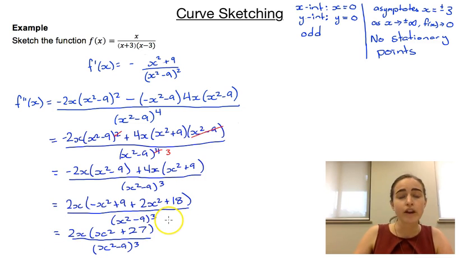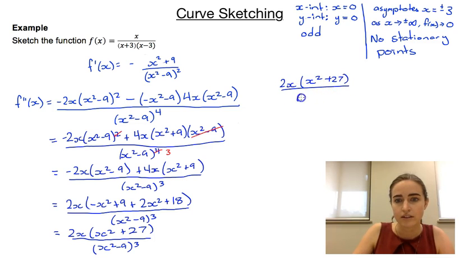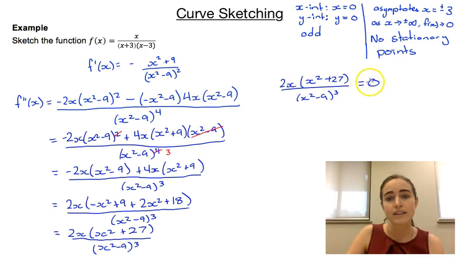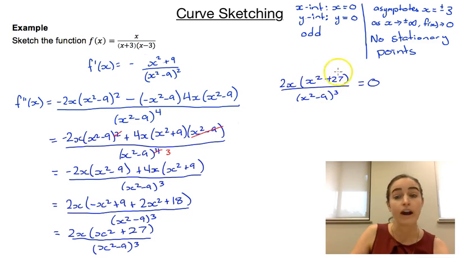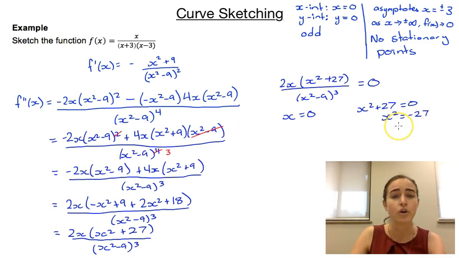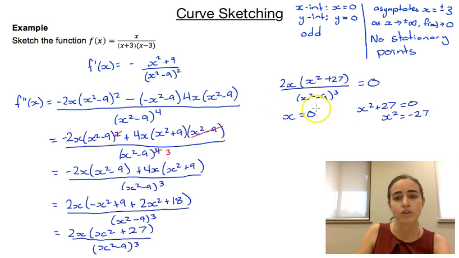All right, so if we want to find points of inflection, then we need to set this equal to 0. So we're going to have 2x outside of x squared plus 27 over x squared minus 9 cubed equals 0. The only way that can happen is if our numerator is equal to 0, which means that either x has to be equal to 0 or x squared plus 27 is equal to 0. But if we rearrange that, we would have x squared equals minus 27, and that doesn't have any real solutions. So we know that we're going to have something happening at x equals 0.